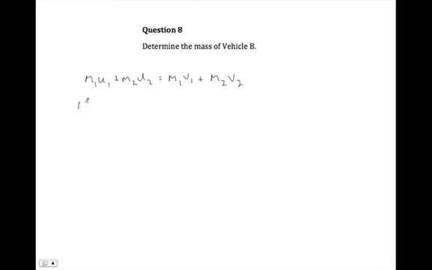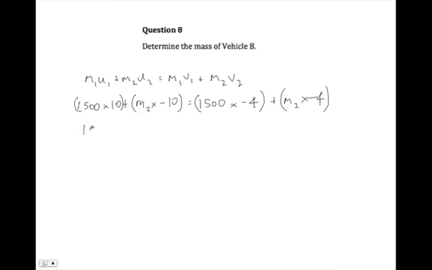before the collision, we've got a 1,500 kilogram car doing 10 metres per second plus, let's do brackets here, m2, which we don't know the mass of this car yet, times 10 metres per second in the opposite direction, so that makes it minus 10, equals 1,500 times minus 4, keeping our directions consistent, plus m2 times minus 4 as well. 1,500 times 10 is 15,000, plus minus 10 m2 equals 1,500 times minus 4 is minus 6,000 plus, I'll just put some brackets around this, plus minus 4 m2.